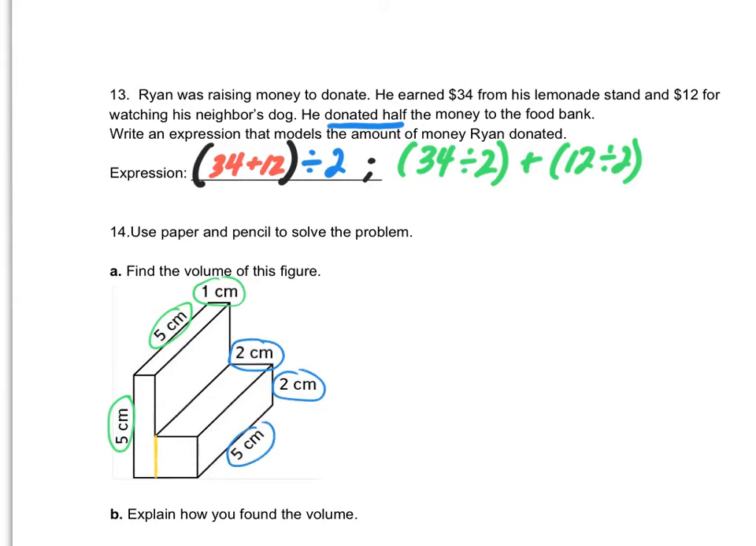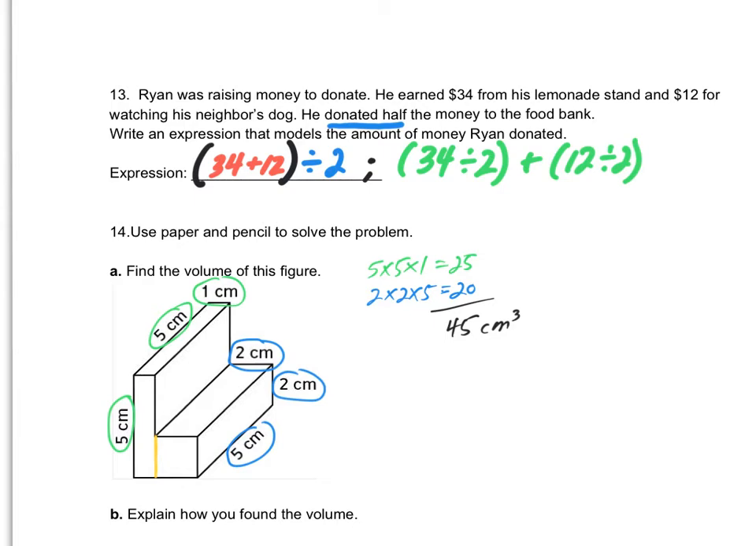So when we show that work, it's going to be 5 times 5 times 1, which equals 25. And then the blue side is going to be 2 times 2 times 5, which equals 20. Our final step is to add those together, and we get 45. Our label is centimeters, and since it's volume, it is 3.